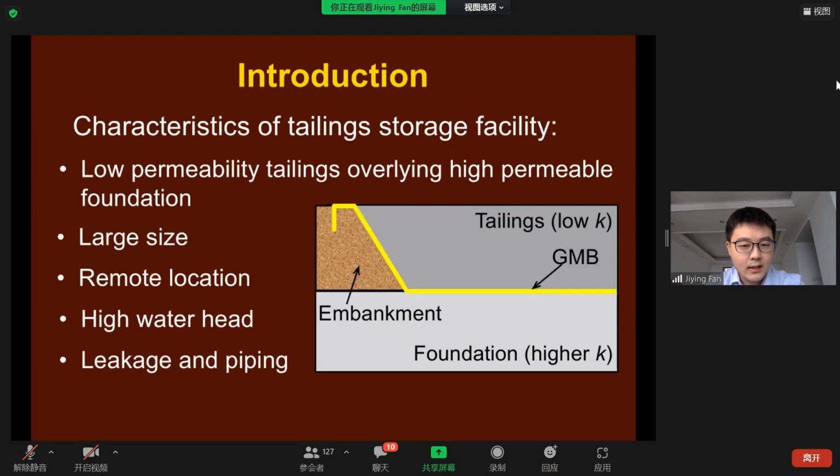Designing and operating a tailings storage facility as a sound engineered structure involves a geomembrane liner system to reduce the leakage from the facility into the surrounding environment and reduce the hydraulic gradient within the embankment so as to increase its stability against failure.